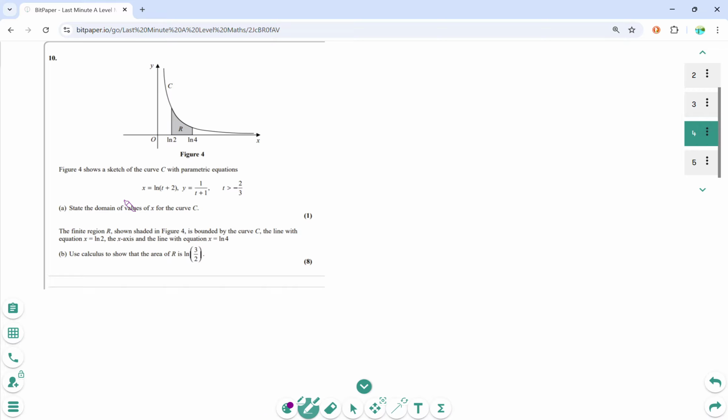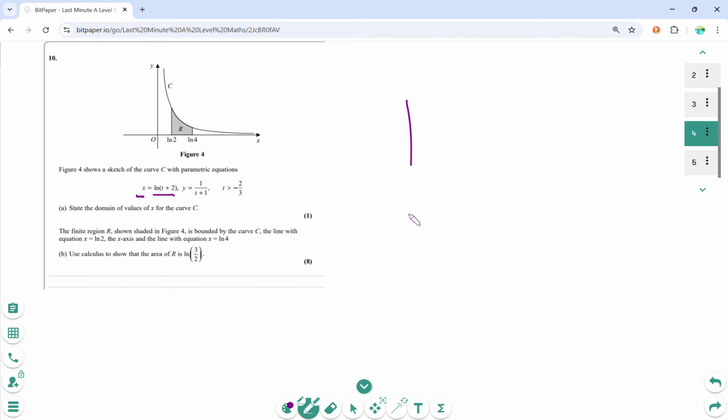Looking here, we've got x in terms of t, y in terms of t. Part A, just a one marker saying what's the domain. A lot of people hate those domain and range questions. But if we look here, the domain is the possible options for what x can be. x is a ln graph and t is bigger than -2/3.